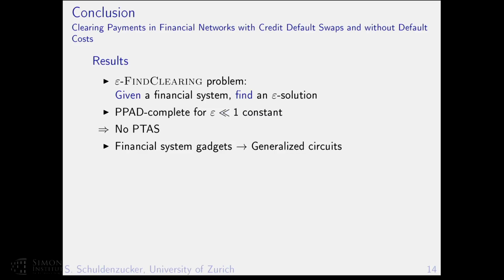To conclude, today I have talked about the problem of finding clearing payments in financial networks with credit default swaps and without default costs. I have shown that the epsilon-approximate clearing problem is PPAD-hard for sufficiently small constant epsilon, which implies that there is no PTAS. And I have done this by showing you financial system gadgets that provide a reduction from generalized circuits.